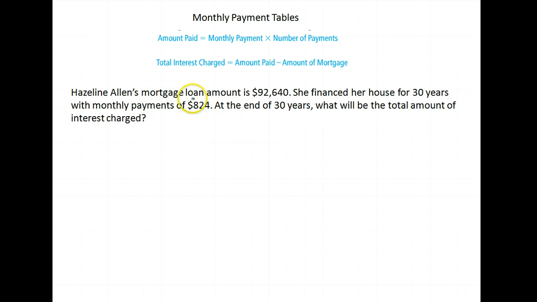So here's Hazeline Allen. Her mortgage loan is $92,640. She financed her house for 30 years with monthly payments of $824. At the end of 30 years, what will be the total amount of interest charged? Well, her loan, like it said, was $92,640. What we need to do to find the total interest charged is first find the amount she pays total over the entire life of the loan.